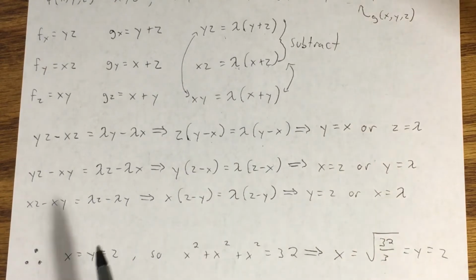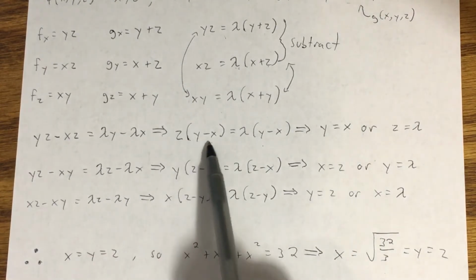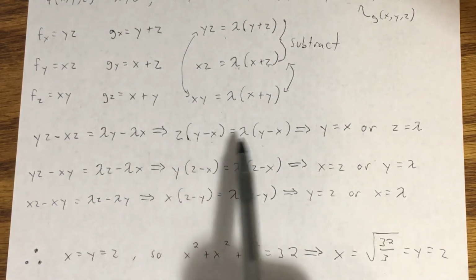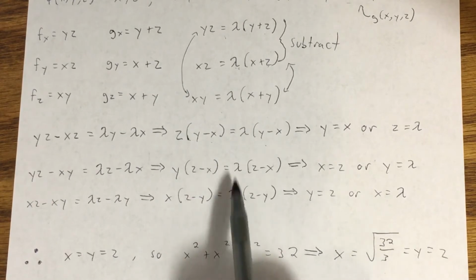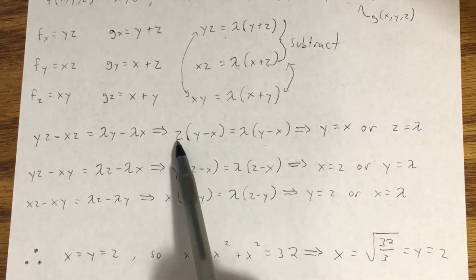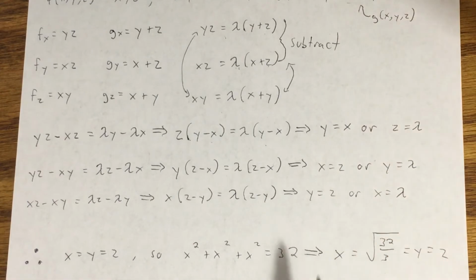If y is not equal to x, then that would mean that y minus x is not 0. So I could divide both sides by y minus x, leaving me with z equals lambda. That's the other possible case. One of these two things has to be true. At least one of them has to be true.